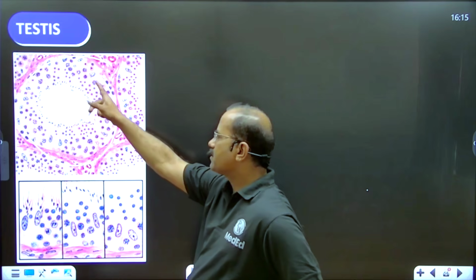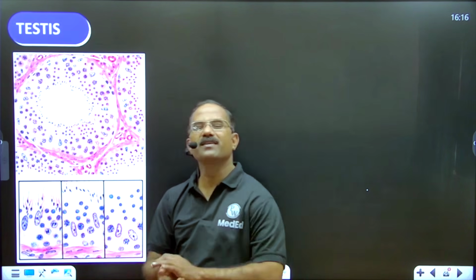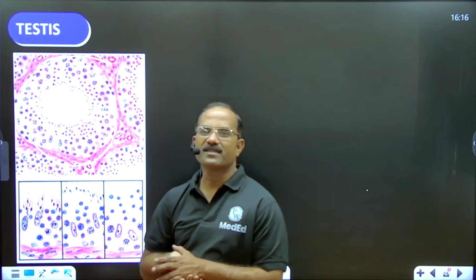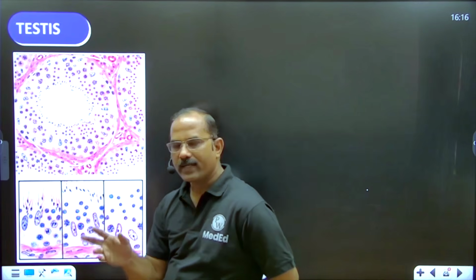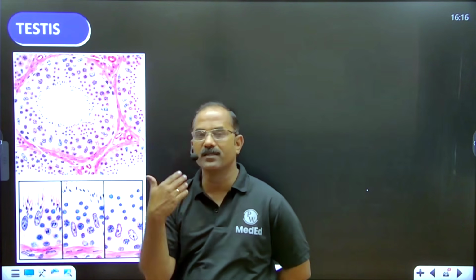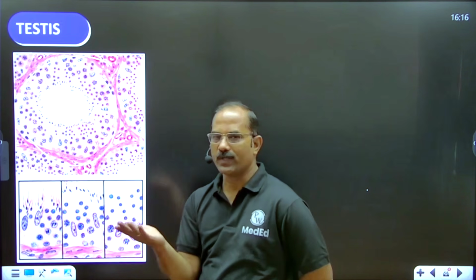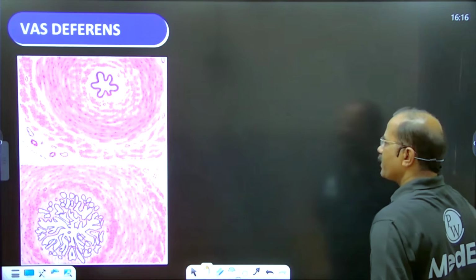In between these developing sperms, we get, yes, which cells are those? Sertoli cells. And in between the seminiferous tubules, we get the interstitial cells of Leydig. These interstitial cells of Leydig secrete what? Testosterone. Right. That's a slide of testis.